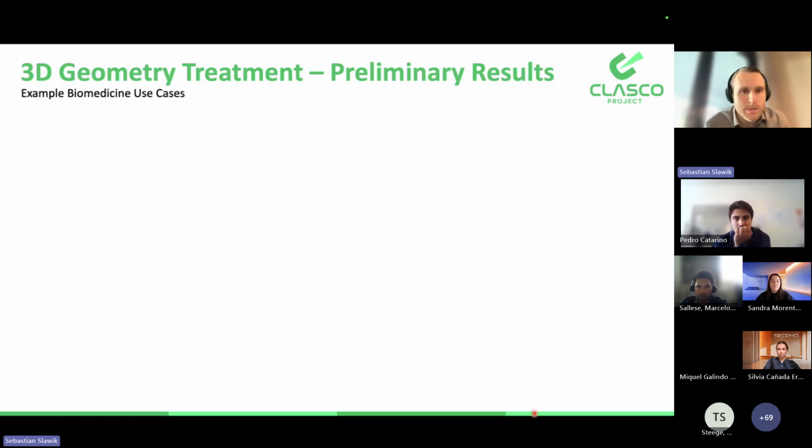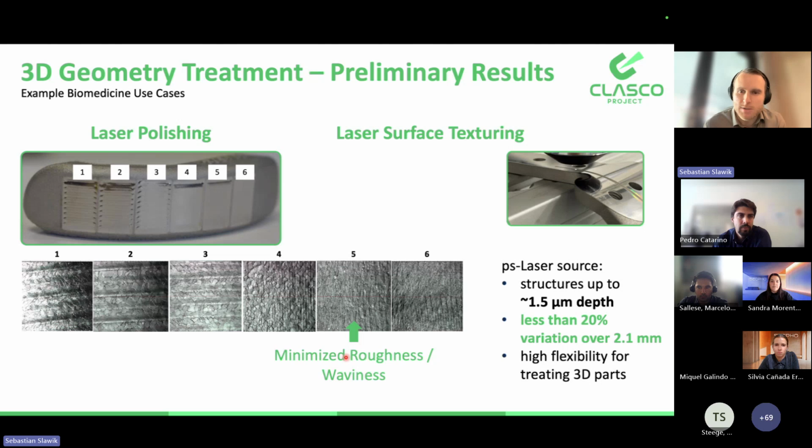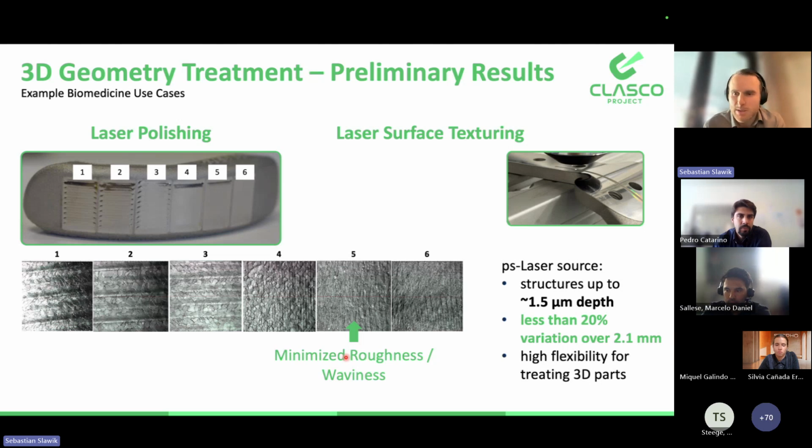some 3D geometry treatment we did, some preliminary results. For example, this is one of the biomedical use cases. Here you can see the 3D shaped surface, and we did some parameter variations here. And for example, you can see that in parameter set 5, the surface looks the smoothest. So there we achieved a minimal roughness here, because at the end, that's the core of the project, to treat 3D shaped parts. And that will continue within the project, which is of course not like some of the other projects in its end phase, but in its end of middle phase.